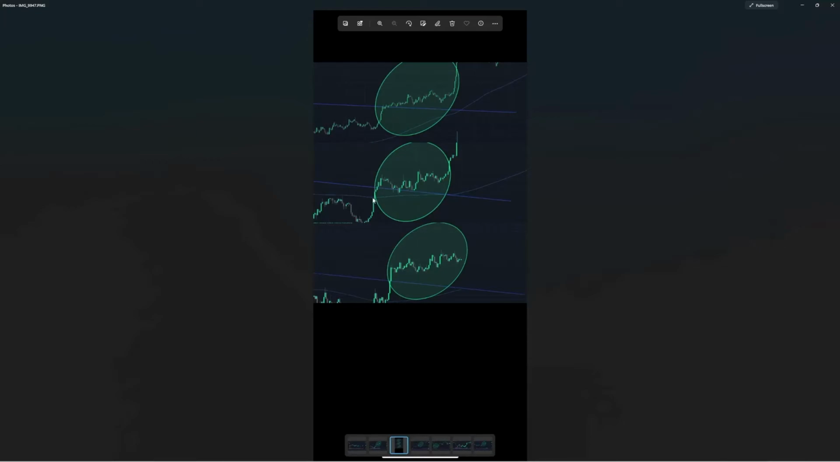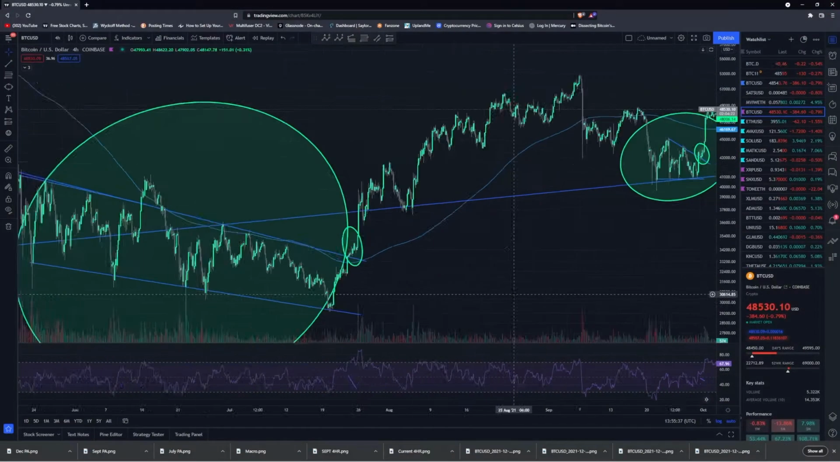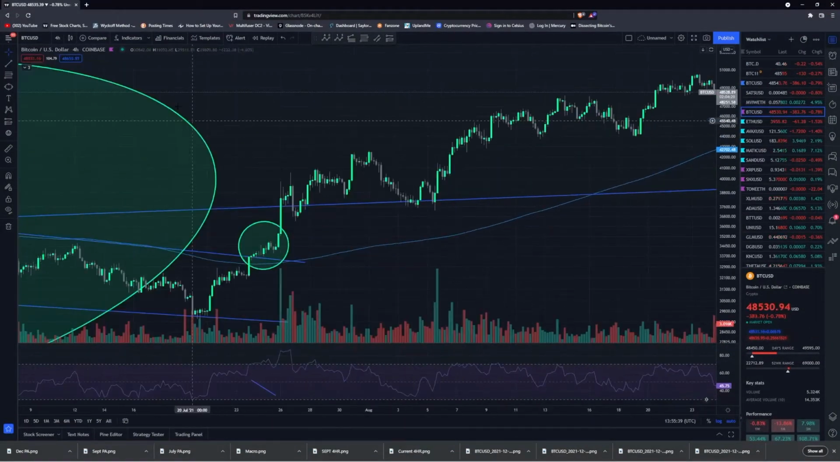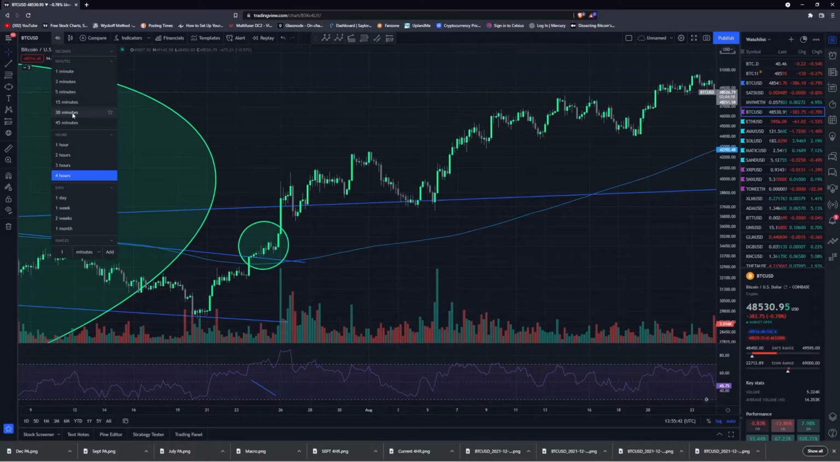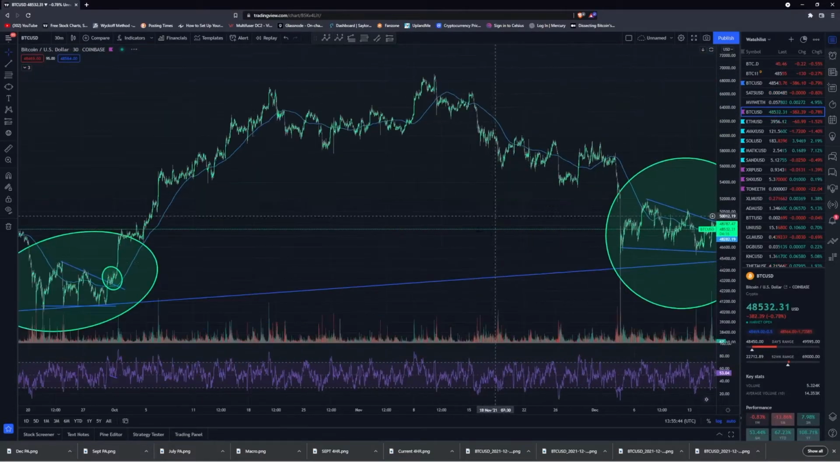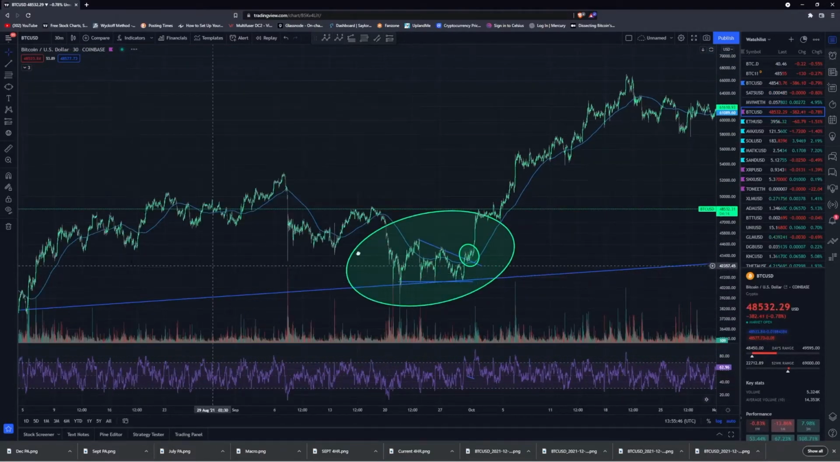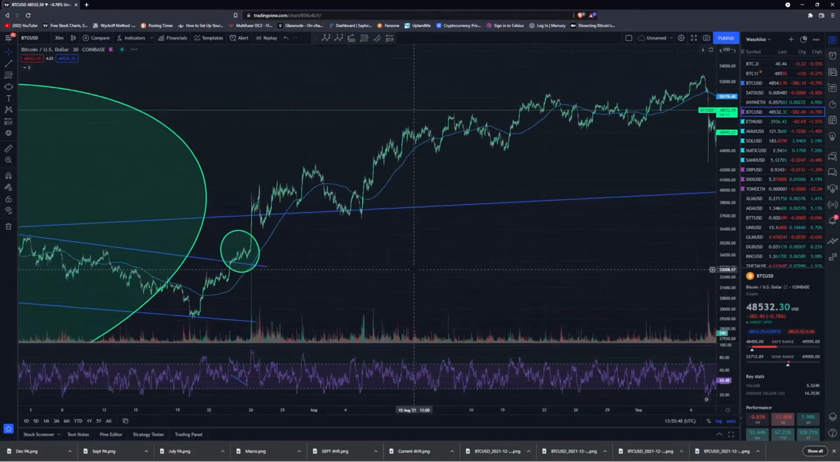This is on the 30-minute, and it's also on the hourly. We also get a breakout above the 200 moving average on the 30-minute or the hourly. So these are looking very, very similar. One thing I also want you to notice is, if we go down to the 30-minute, which is big, start here.